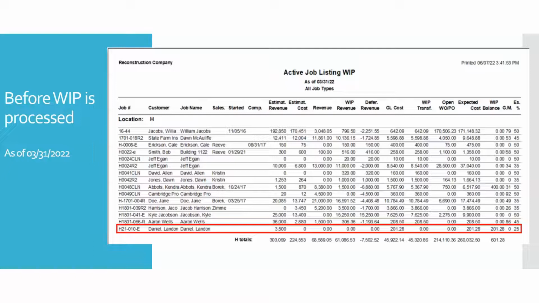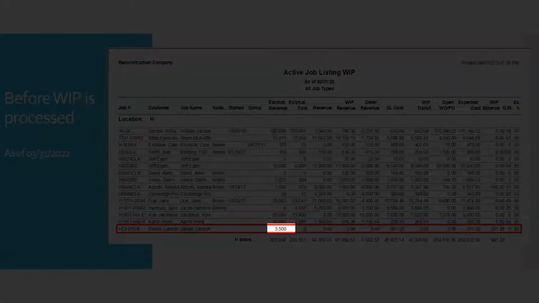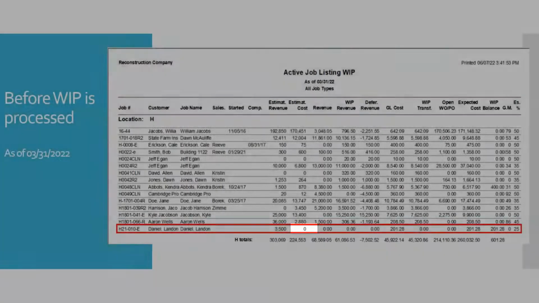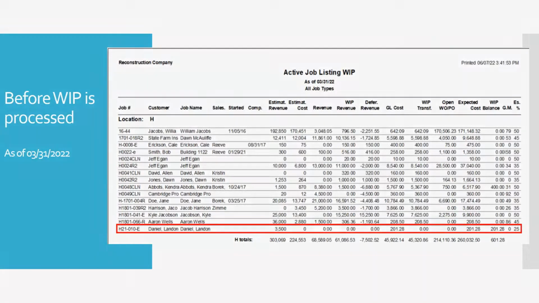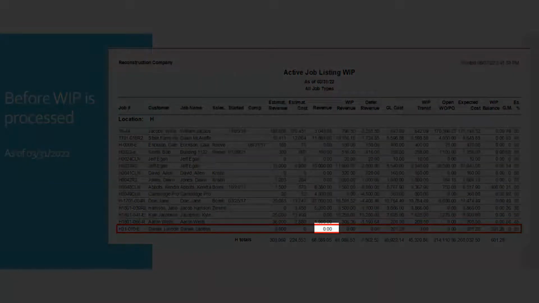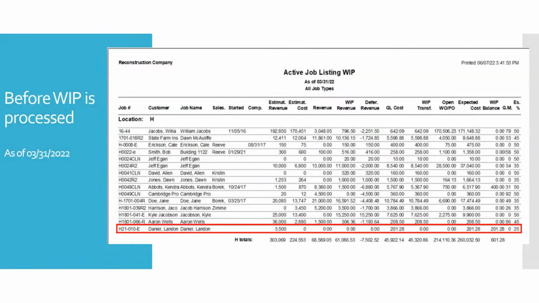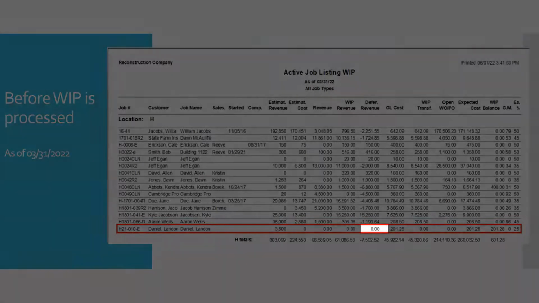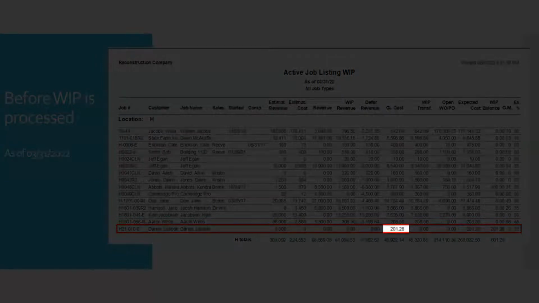Today, we will be focusing on the highlighted job. Reviewing from left to right, we have the estimated revenue of $3,500. Our estimated cost comes from the work order screen. Our revenue is $0 because we do not have an invoice posted. Our WIP revenue is also $0 because we have not processed WIP yet. Same for deferred.